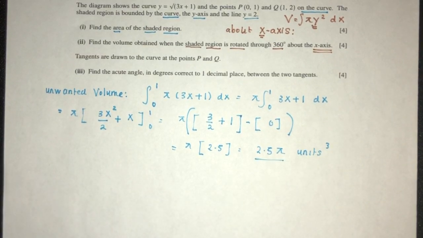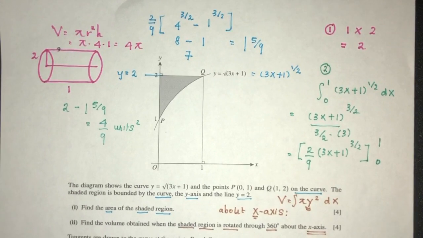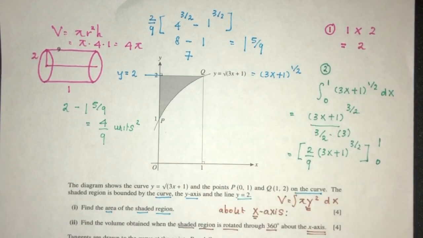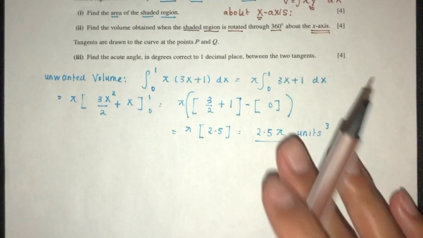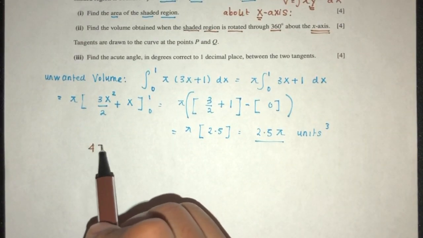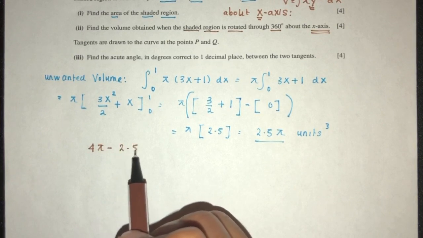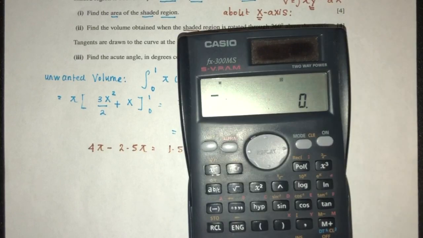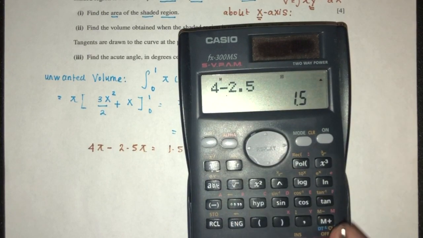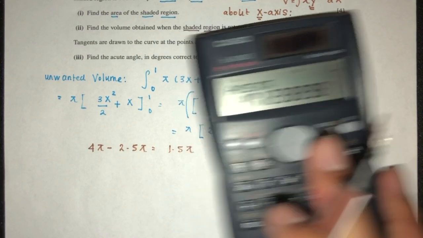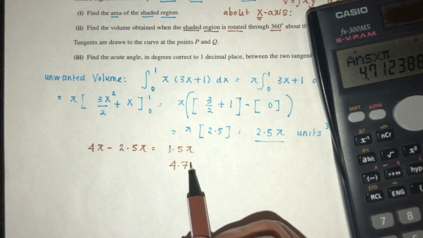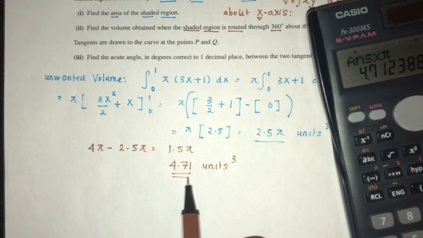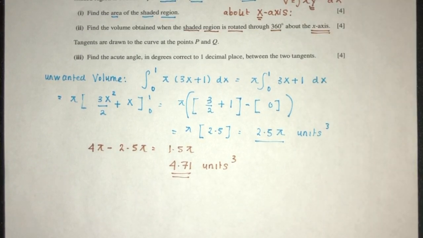Okay, so what is the volume that we actually need? Pretty easy. It is the whole volume minus the unwanted volume to find the one that we actually need. So the whole thing was found to be 4 pi minus 2.5 pi. That will be 1.5 pi. Let's check. 4 minus 2.5 is 1.5 times pi, which should be 4.71 units cubed for volume. So correct to 3 SF. That'll be part 2 of the question.